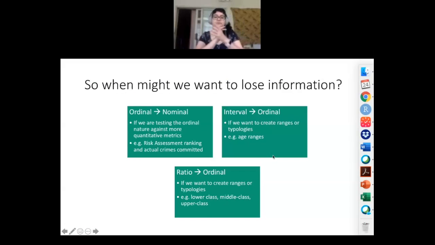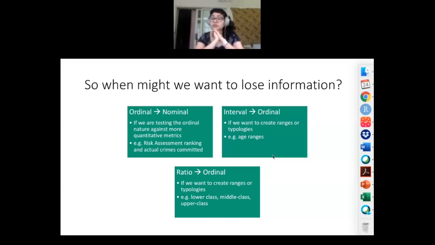Okay, sorry about that. So when might we want to lose some information in our variables? Ordinal to nominal: if we're testing the ordinal nature against more quantitative metrics. Oftentimes risk assessments will have a ranking that it develops, so if we're trying to test that, we might reduce the ordinal into nominal variables.